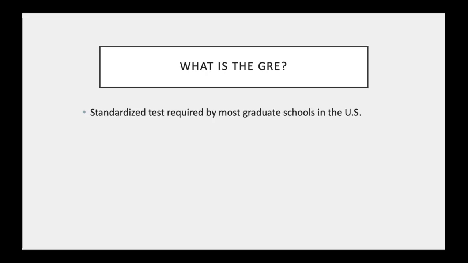Much like the SATs or ACTs are required for undergraduate programs, the general GRE is required by most graduate schools in the U.S. The test has three sections. The verbal section measures your ability to analyze discourse, identify author assumptions or perspectives, distinguish major from minor points, and understand the relationships among words and concepts. The quantitative section measures your ability to understand, interpret, and analyze quantitative information, as well as apply basic arithmetic, algebra, and geometry.